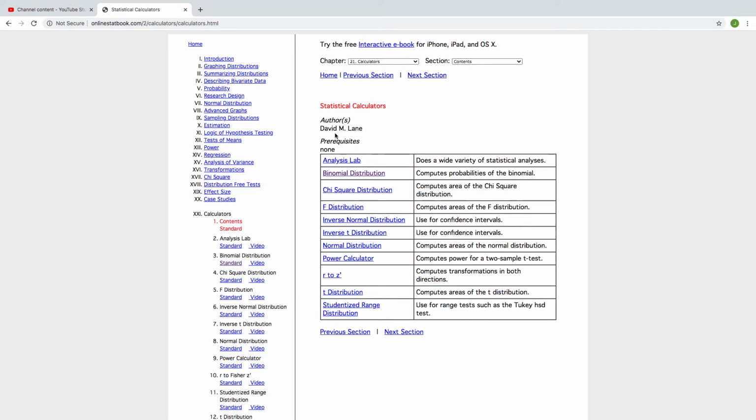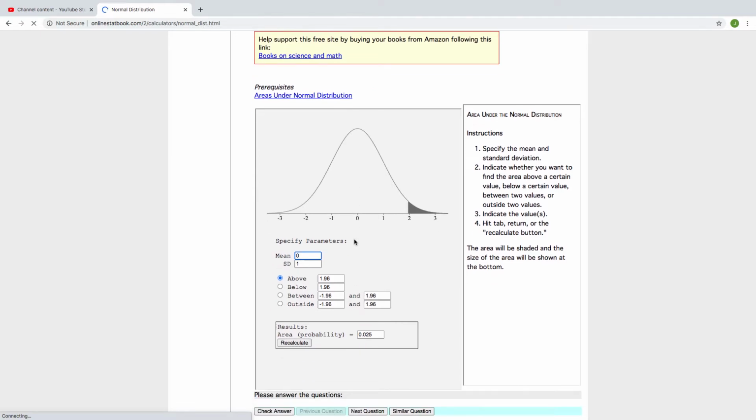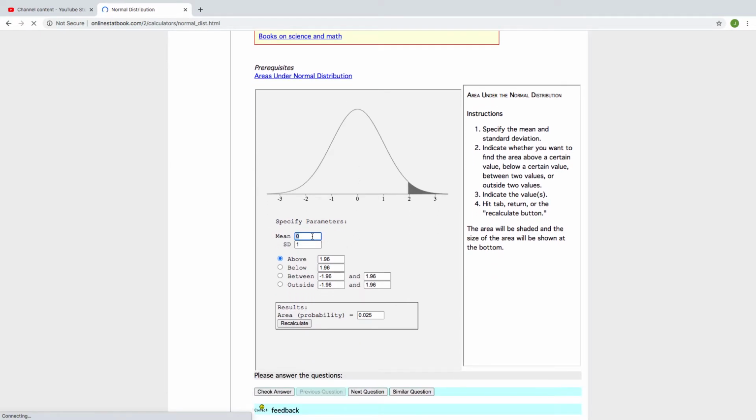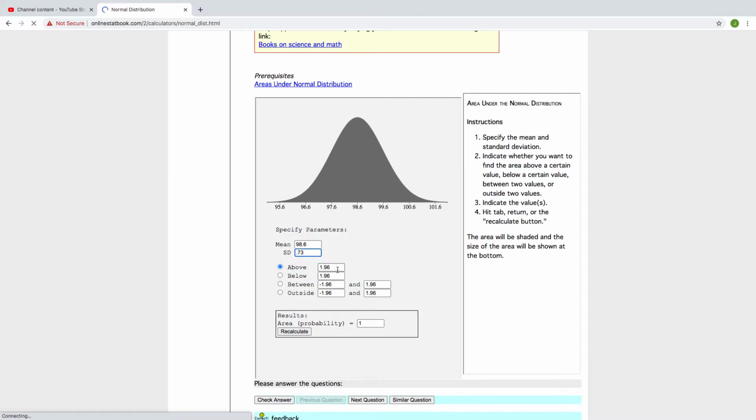Here is the online stats book, so you can see the web address there, and in this section they have a section called calculators. These are the statistical calculators they have. I'm going to go to the normal distribution calculator right there. It tells us to enter in our mean, which is 98.6, so I can just enter that in. This is going to be 0.73. And I want to calculate the area above 100.